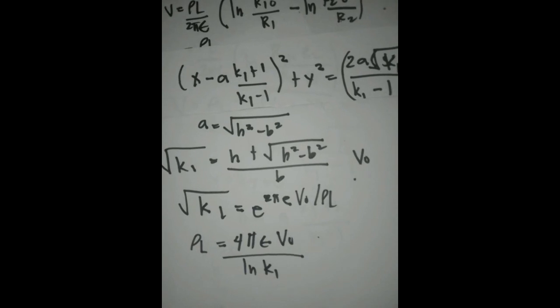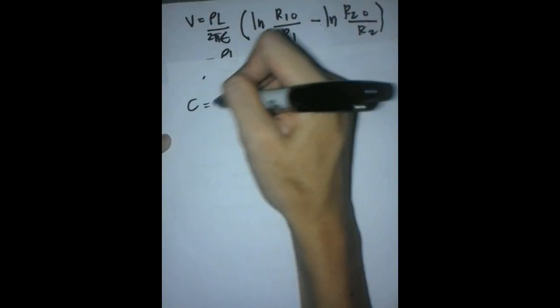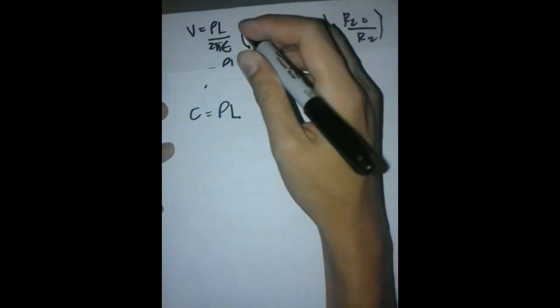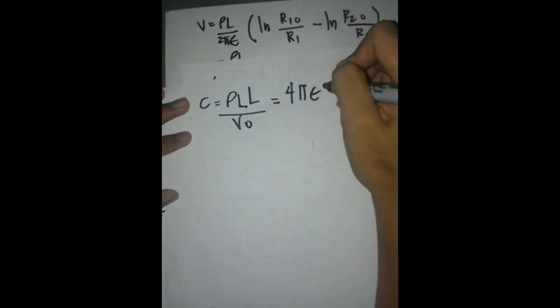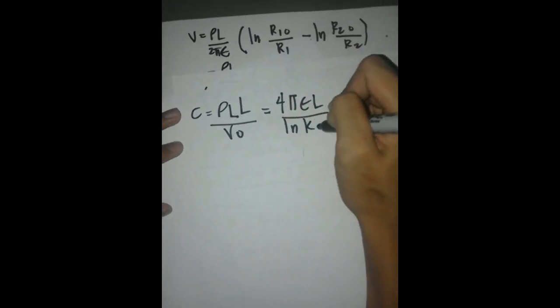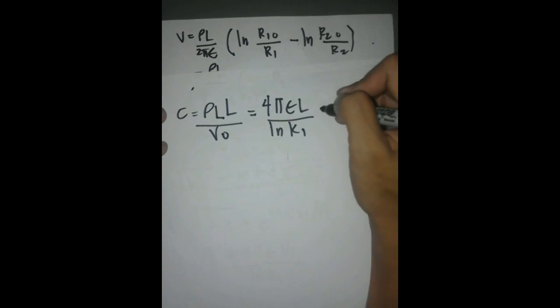The capacitance between the cylinder and the plane is now available. For a length L in the z direction, we have C equal to rho sub L times L over V sub 0, or equal to 4 pi epsilon L over ln k sub 1, or also 2 pi epsilon L over ln square root of k sub 1.